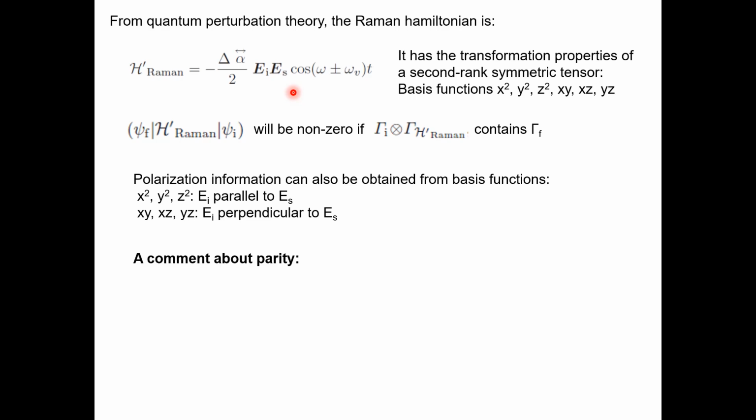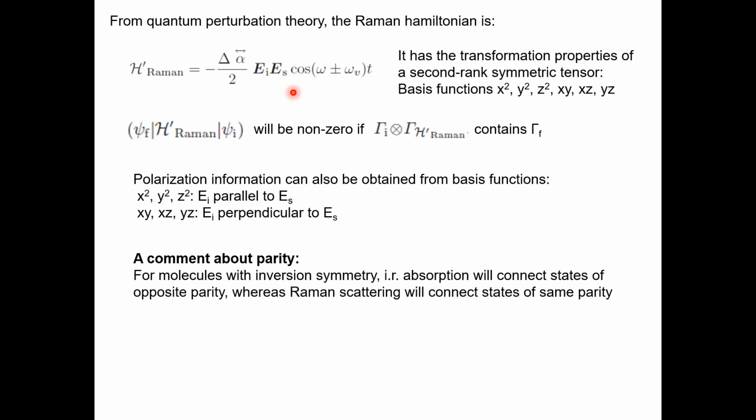All right, so just another comment about parity. When you have molecules with inversion symmetry, as we have seen before, the different irreducible representations can be labeled as either odd or even under inversion. We have noticed already that the infrared absorption Hamiltonian is odd under parity because it transforms like the vector, so it will always connect states of opposite parity. But the Raman Hamiltonian, as you can see, the basis functions are even under inversion, so Raman scattering will connect states of the same parity.